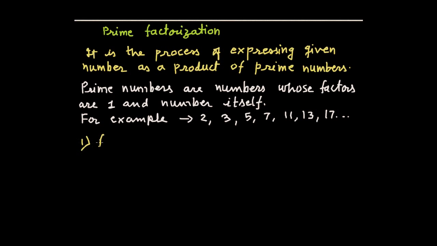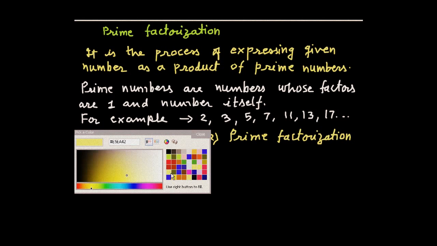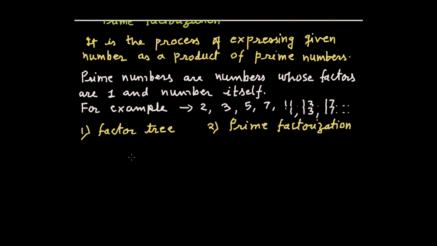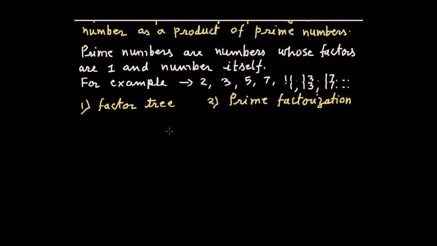First is the factor tree and second is prime factorization. First, let me explain the factor tree. Let me take one example, suppose 48.